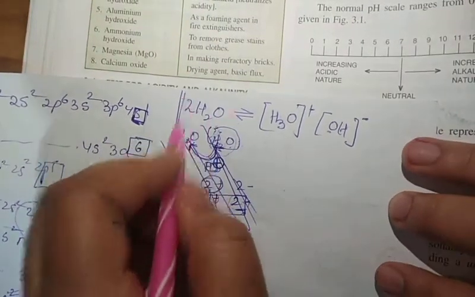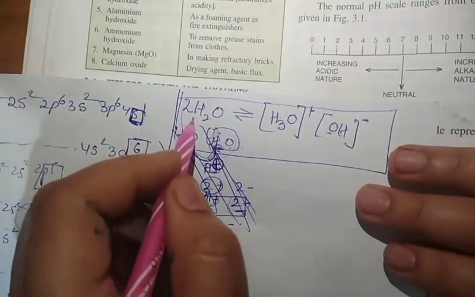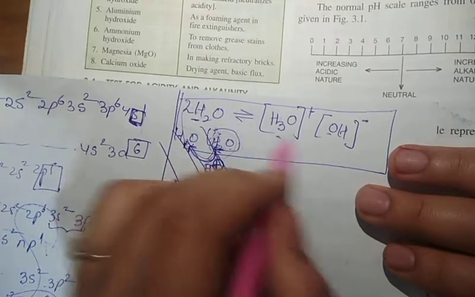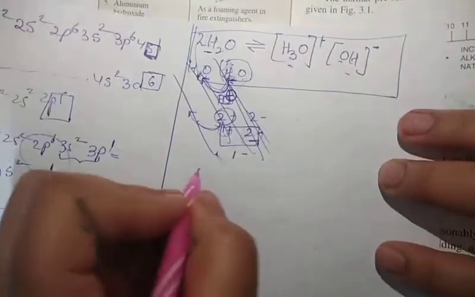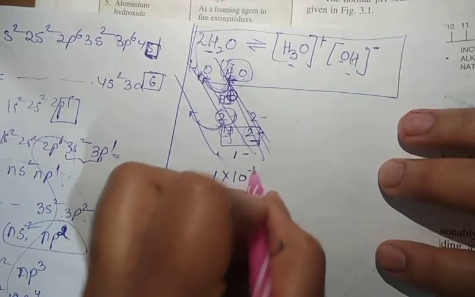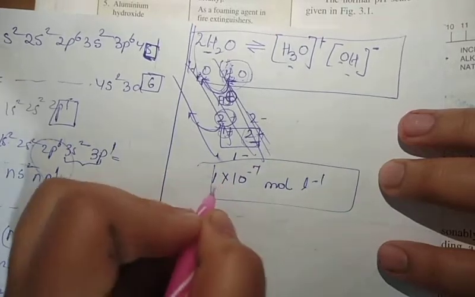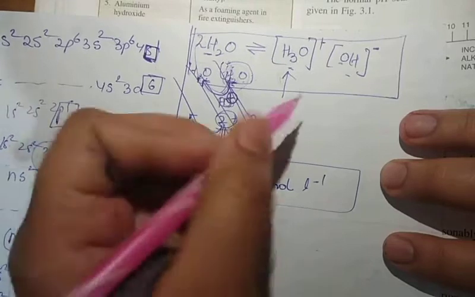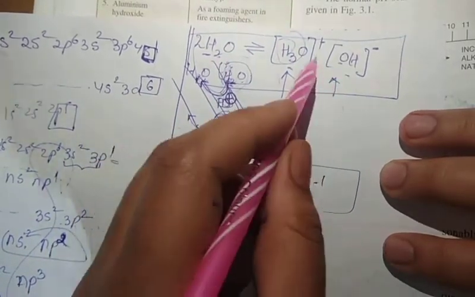This is a very important thing. What is the very important thing? That the water molecule dissociates into H plus ions, that is the acidic ion, and the basic ion. Now it has also been found that the concentration of pure water is 1 into 10 to the power minus 7 mole per liter. Now the concentration of hydronium ion will also be the same because it has come from the water molecule, and the concentration of OH negative ion will also be the same.